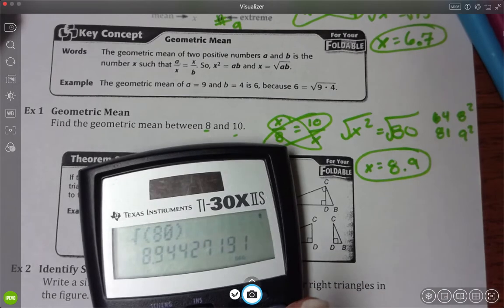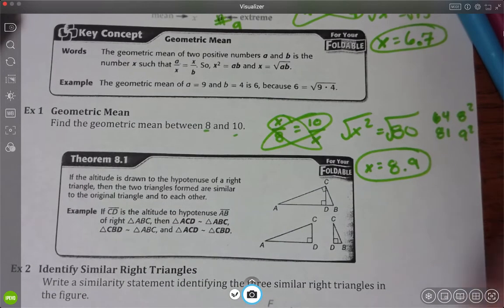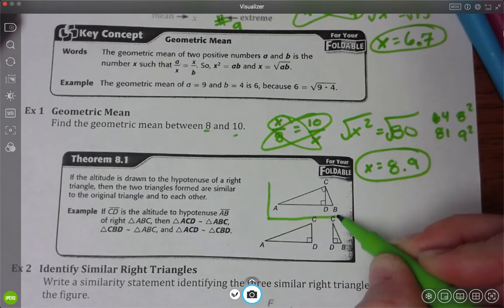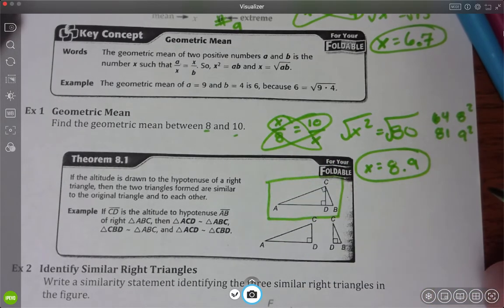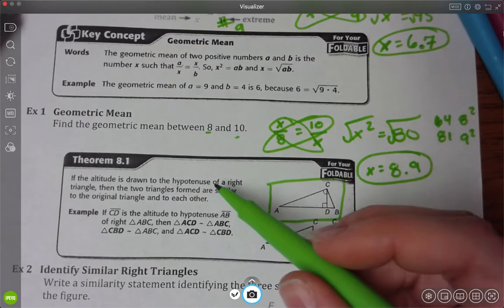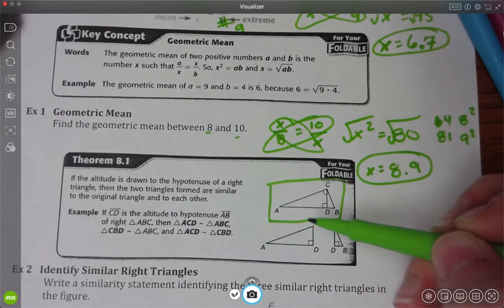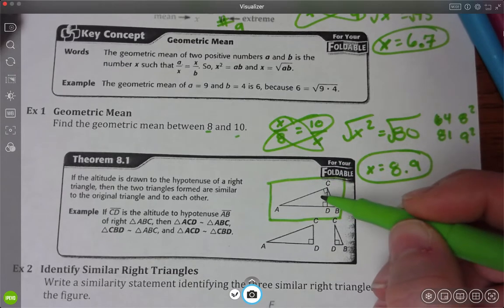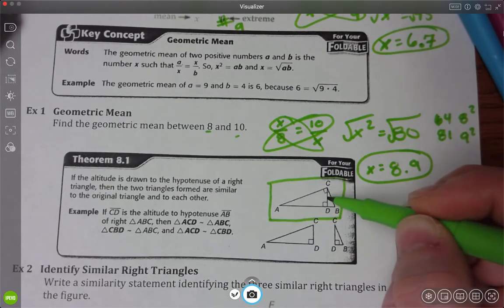Okay, all right. If we move on, theorem 8.1. They will give you a triangle that looks like this, and they will tell you that all of the triangles within that triangle are similar to each other. There are actually 3 triangles associated with this picture, and we've talked about that before.